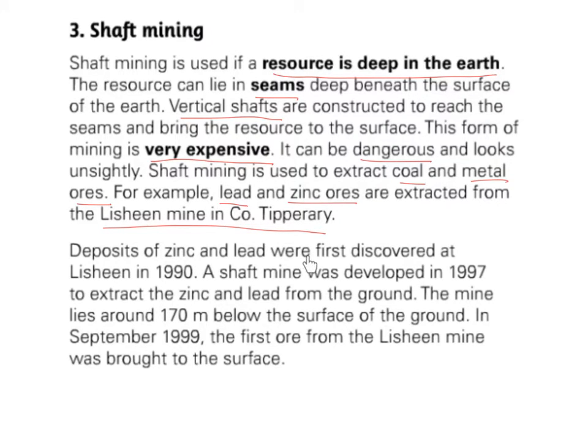Deposits of zinc and lead were first discovered at Lisheen in 1990. A shaft mine was developed in 1997 to extract the zinc and lead from the ground. The mine lies around 170 metres below the surface of the ground, so it's very, very deep. In September 1999, the first ore from the Lisheen mine was brought to the surface. So clearly it takes a very long time to construct a shaft mine and to actually get any of the resources. So it takes a long time before any money can be made from this type of development.